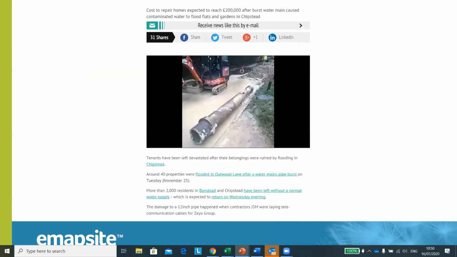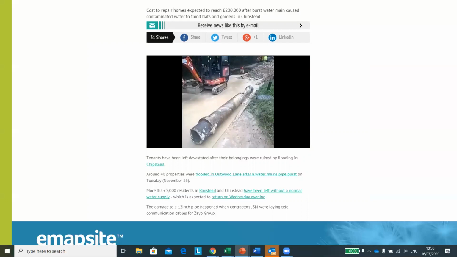So we've covered the indirect costs, but the costs incurred in not carrying out a utility search are often much more direct than that, as this example shows. So here, they've not checked for utilities and they burst a water main during a project. And that's cost £200,000 worth of damage. Pre-planning would have avoided that, so that's a direct cost straight away from having not checked for utilities beforehand.